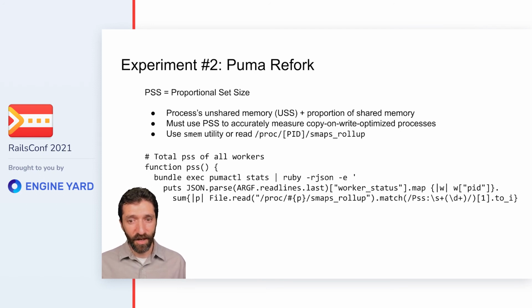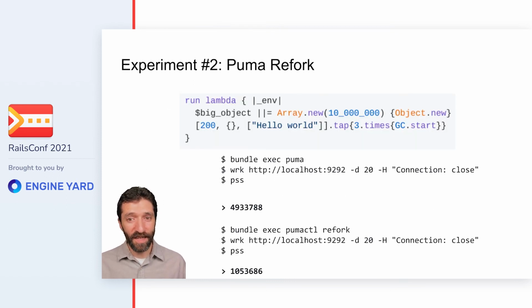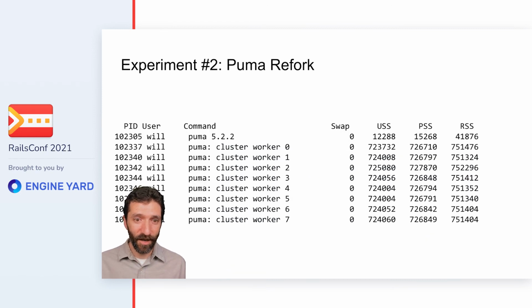To measure PSS, you can use either the smem utility or just read a special path on the file system directly. So for this test, I used this Ruby script to read the process IDs of the Puma workers, and then read their PSS values, and then just added them all together. So here's the final result of the test. Before the refork, our memory usage was almost 5 gigabytes, and then after the refork, it gets reduced down to around 1 gigabyte. Here's another view of that using smem to go into more detail.